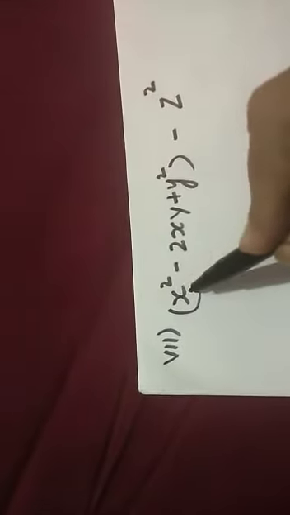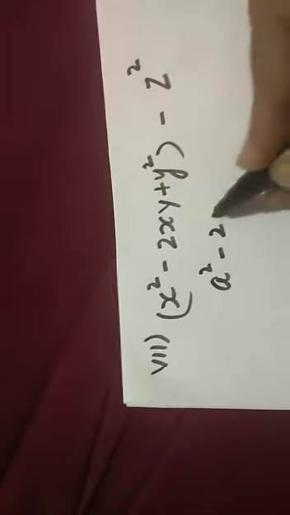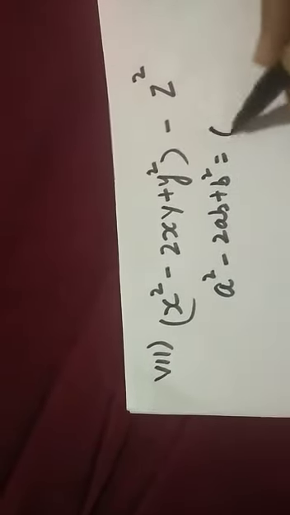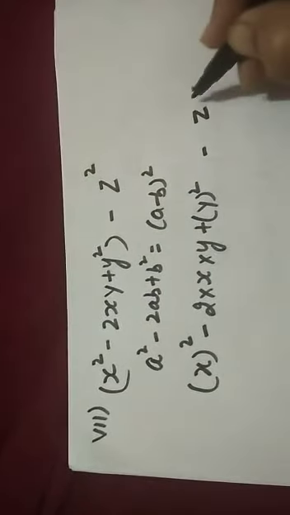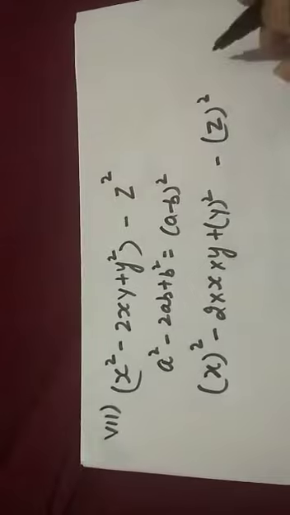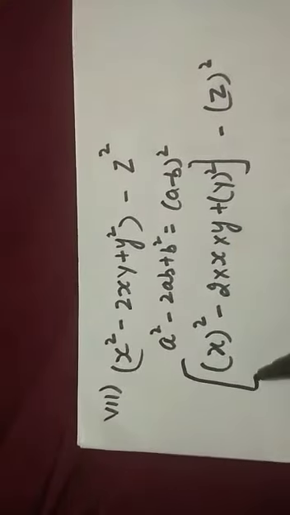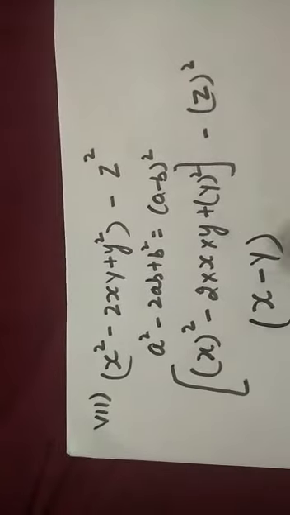Now the seventh part of this question. In the first bracket it is given to you x square minus 2xy plus y square. Now we have to do double factorization in this question. First of all, we'll use the identity a square minus 2ab plus b square, that is equal to a minus b whole square. Now just check, this is x square, 2 into x into y, plus y square, and this is minus z square. So we'll solve this part first. So this is x minus y whole square.